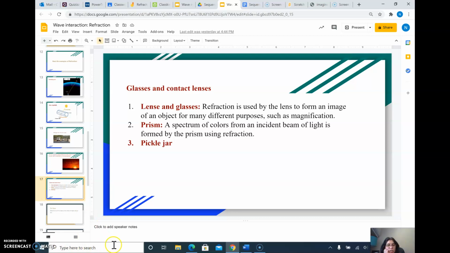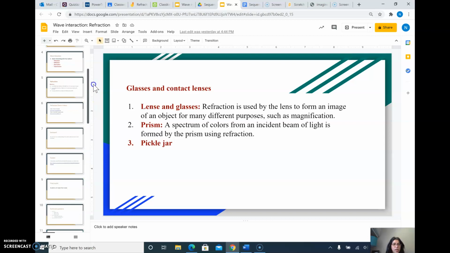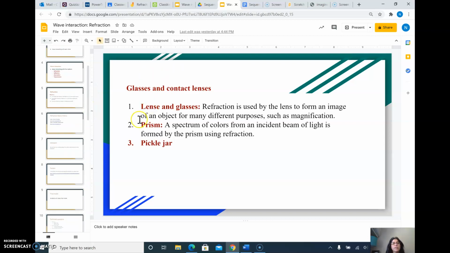Prism, we already talked about. Pickle jar, yes. If there is some pickle inside the pickle jar and you see it from outside, it will look like a big pickle, but it's not. When you take the pickles out, you will say, oh, they are smaller. The size looks bigger because of refraction. All right, so now you make your final model. If you have any other question, please feel free to ask, but make the final model and then we will come back.